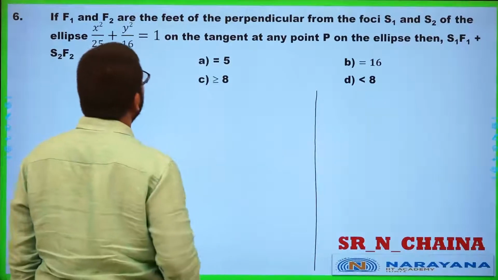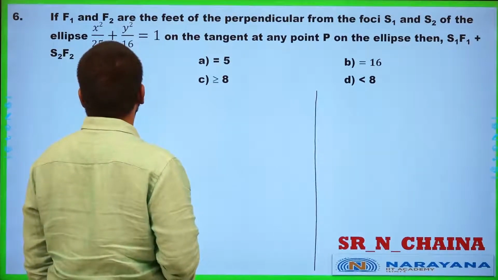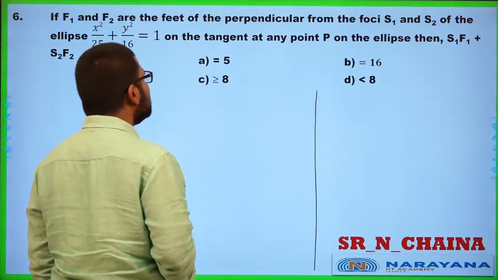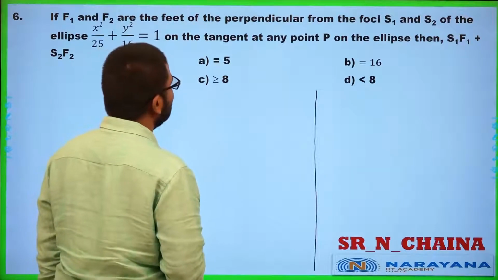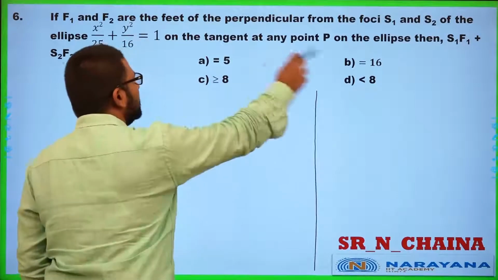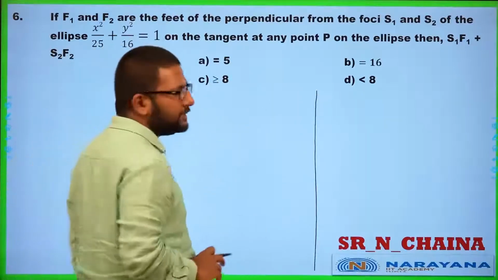If F1 and F2 are the feet of perpendiculars from foci S1, S2 of the ellipse x square by 25 plus y square by 16 equal to 1 on the tangent at any point P on the ellipse, then S1F1 plus S2F2 satisfies which of these conditions? Equal to 5, equal to 16, greater than or equal to 8, less than 8, etc.